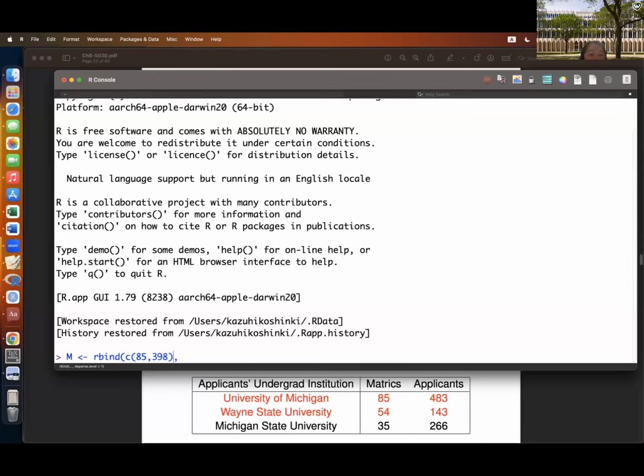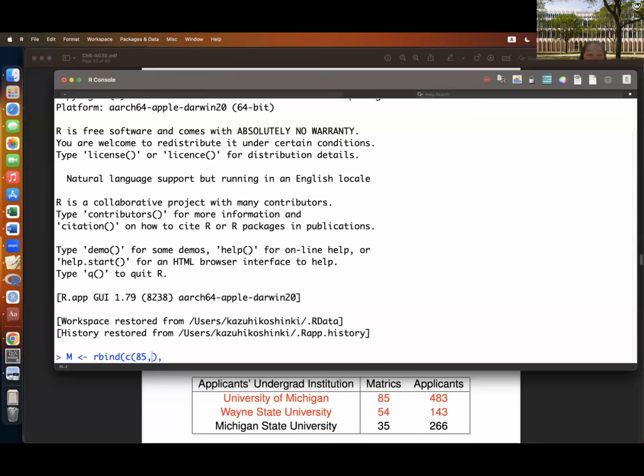The first one should be this. Maybe I would say 483 minus 85. And for Wayne State, that should be 54 and 143 minus 54. And for Michigan State, the 35 and the 266 minus 35. So the matrix should look like this. And if we take the row total, then that becomes 483, and maybe make it larger, and 143, and 266.